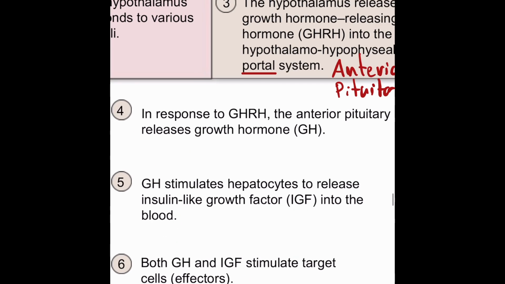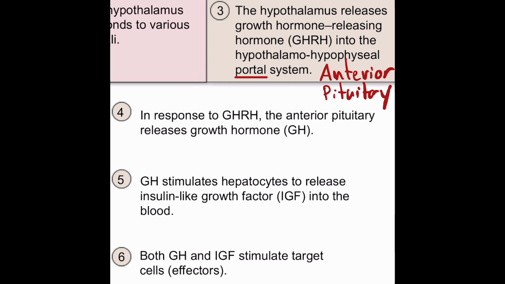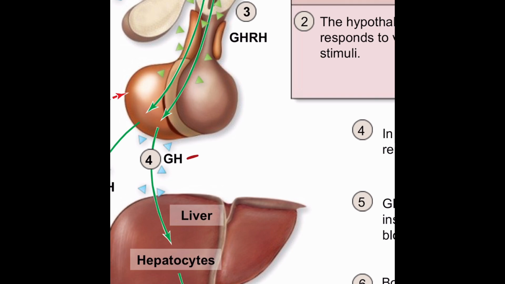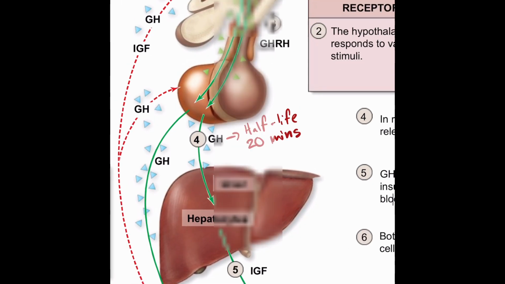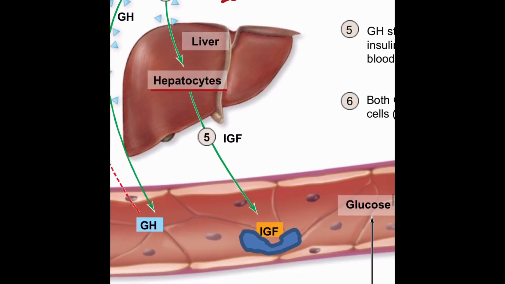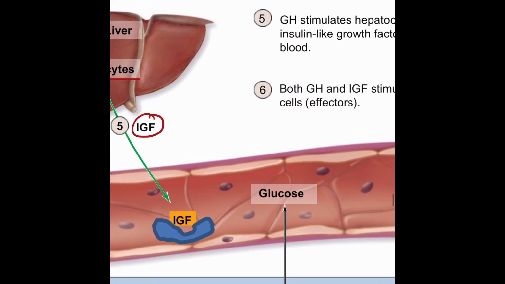So the growth hormone will affect hepatocytes. So growth hormone, as we mentioned before, has a half-life of 20 minutes, right? So what are you going to do in 20 minutes? You're not going to make anything grow in 20 minutes. So it targets the liver. So it targets our hepatocytes. So then the hepatocytes will then release IGF, insulin-like growth factor. The insulin-like growth factor is released out into the blood.